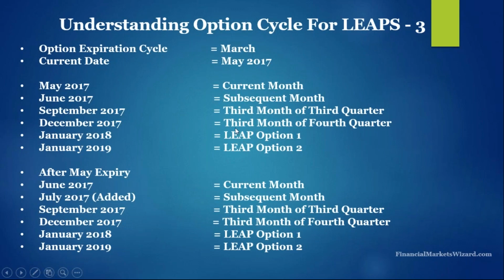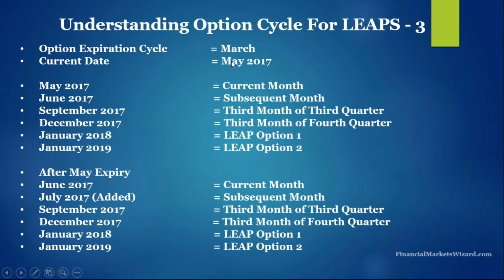March is the 3rd month. And then December will be listed. December is the 3rd month of the 4th quarter. So we will have May, June, September, December. This is on the March cycle. And then we will have January 2018 and 2019 as LEAP options, right? So these are the 6 months listed for stock trading in May of 2017, having the March cycle.